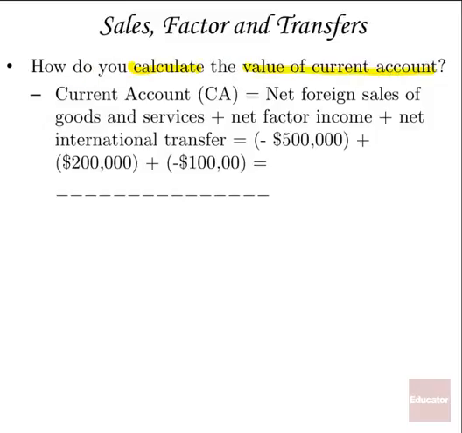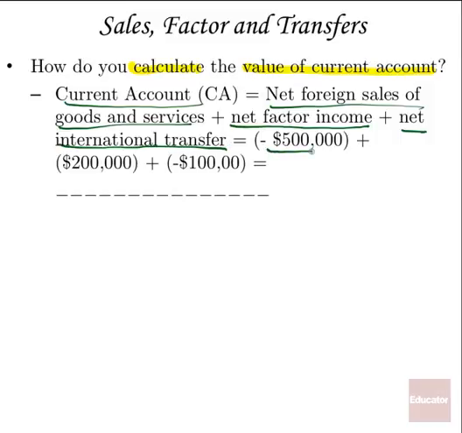So how do you calculate the value of the current account? And this is what we have here. So the current account equals the net foreign sales of goods and services plus the net factor income plus the net international transfers. And what we had before here in this hypothetical scenario was negative 500,000, positive 200,000, and then negative 100,000. And if you add these three figures together, you're going to get a net outflow of negative $400,000.